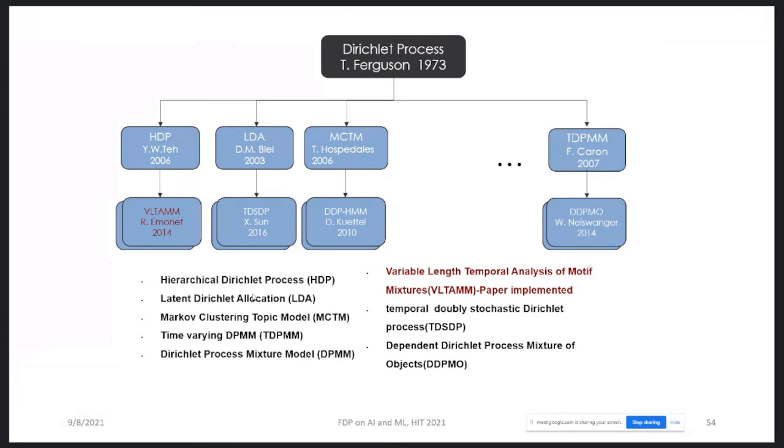It has been used, and we actually found that with the help of the Dirichlet process, we can estimate the variable length temporal analysis of motives. These are motions which happen in short durations, and the spatiotemporal representations of the motions are in terms of motives.